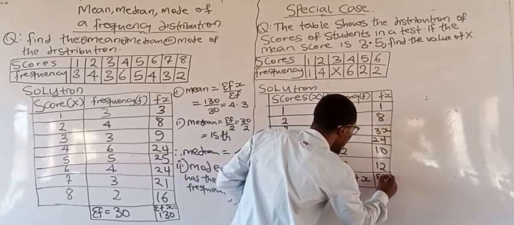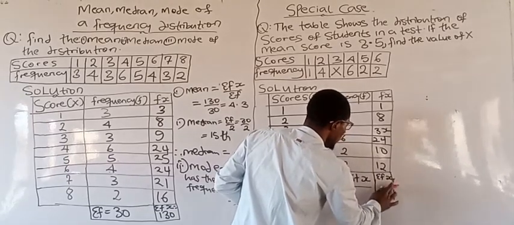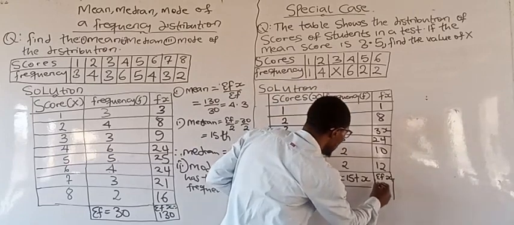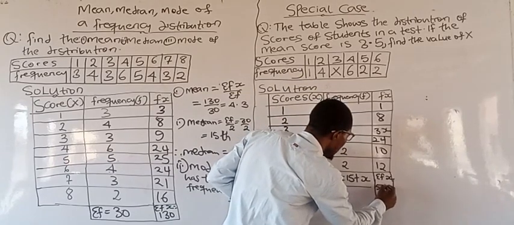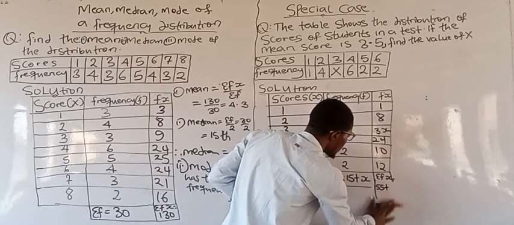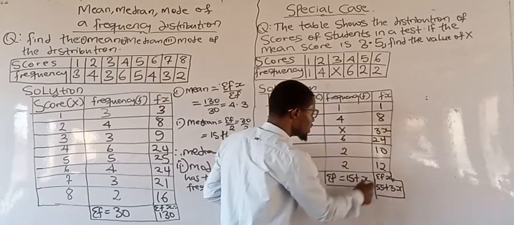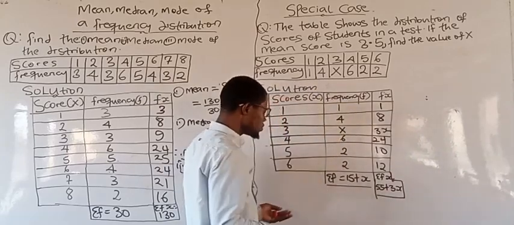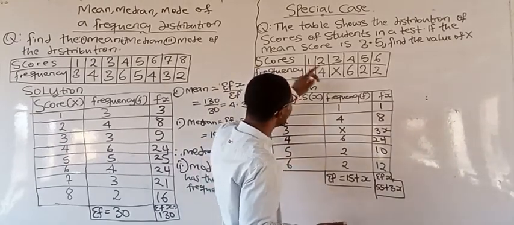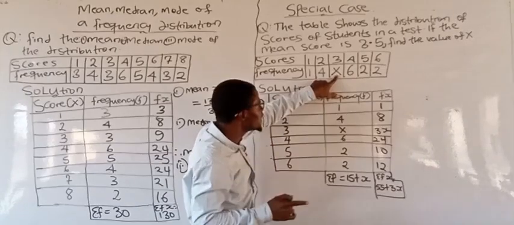So also our summation fx. Once I add all of these numbers together, this is supposed to give me 55 plus 3x. That is my summation fx. Now, the same formula. How do I get my mean in this now? Because I'm asked to find the value of x. The mandate here is the value of x.